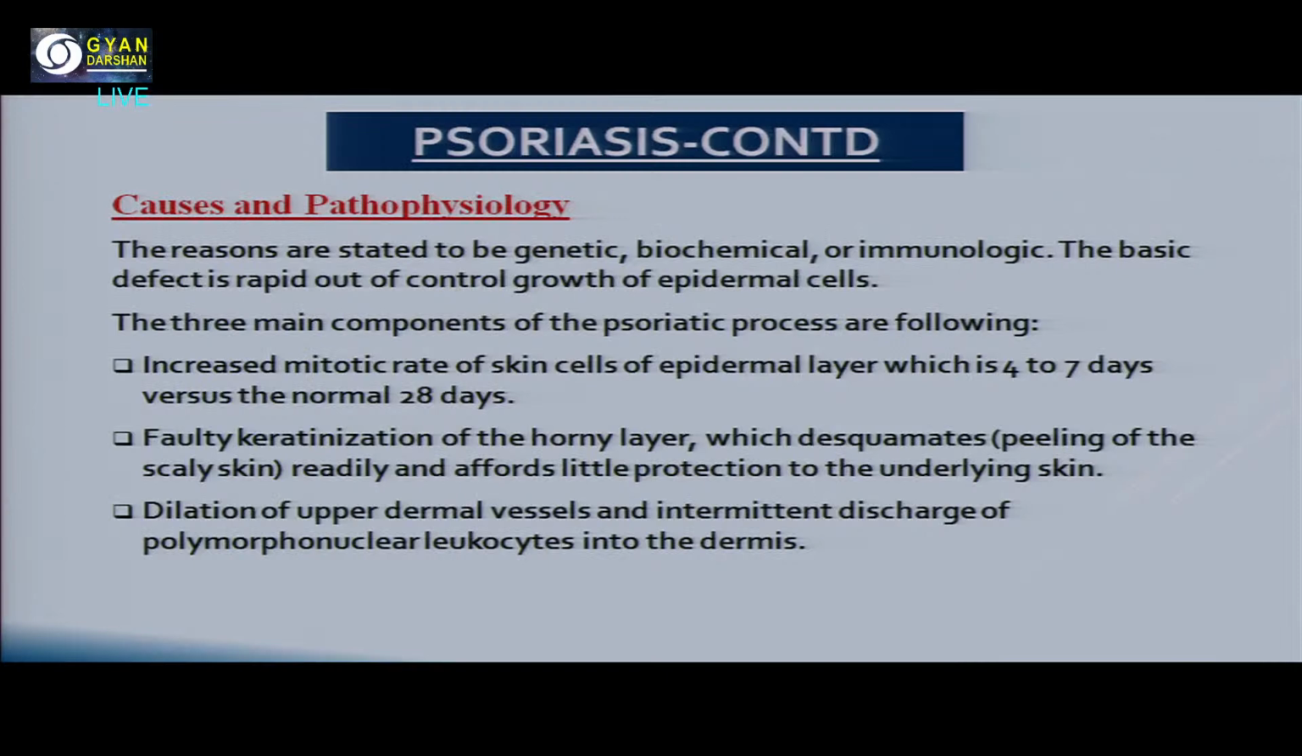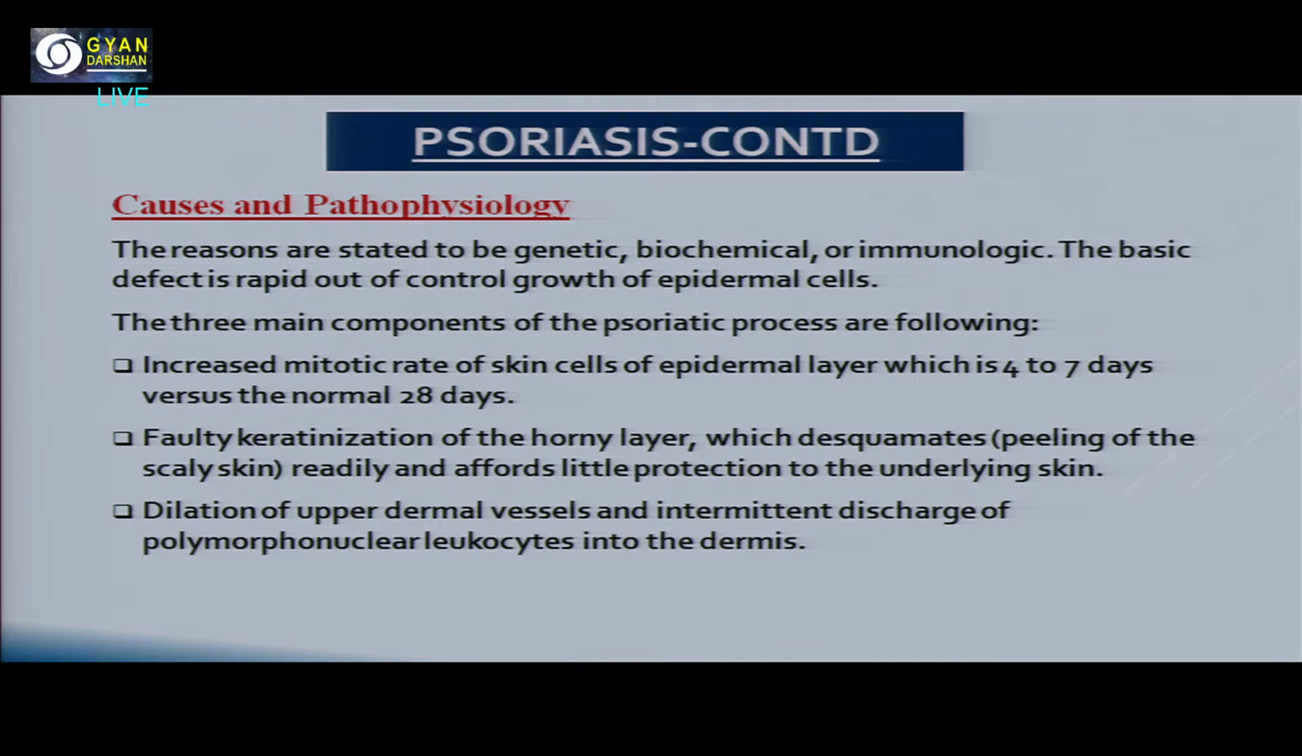There are three components of this disease. There is an increased mitotic rate of the skin cells. Usually the cycle becomes 4 days, but normally it should be 28 days. So that is how quickly the skin cells get divided. Then there is faulty keratinization.